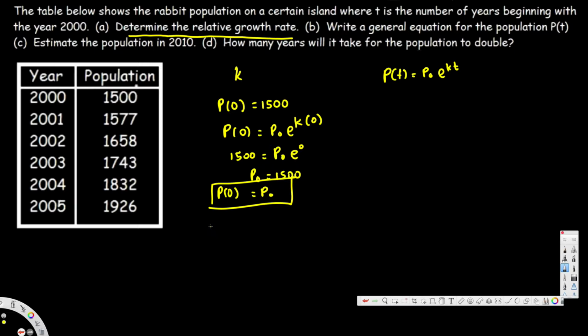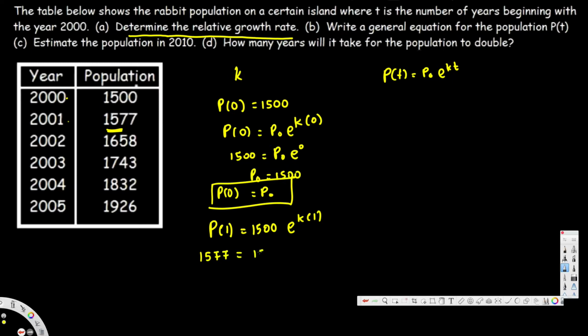To calculate k, first we can take time 1 because we want to keep this e power kt without losing it. So we put P of 1 equal to P naught, which we calculated is 1500, times e power k times 1. Now let's see how we can find this P of 1. We have that given right here. This is 0, this is 1, so we have the information here.